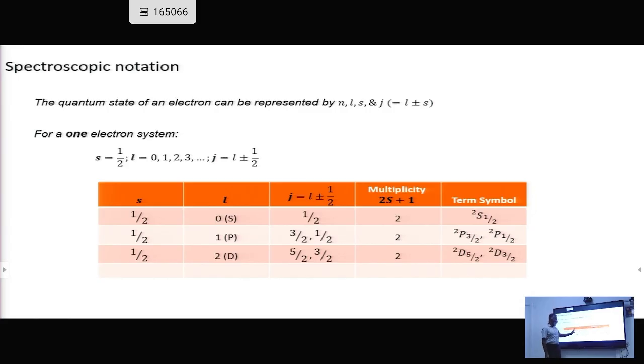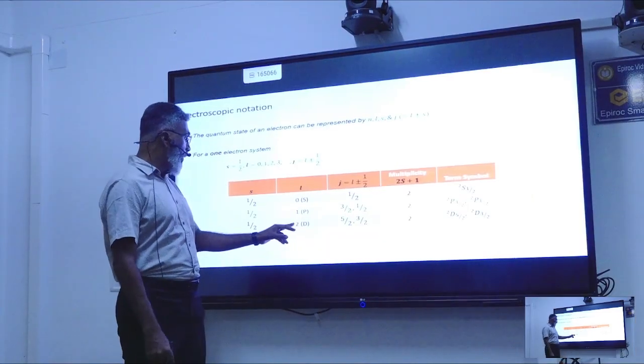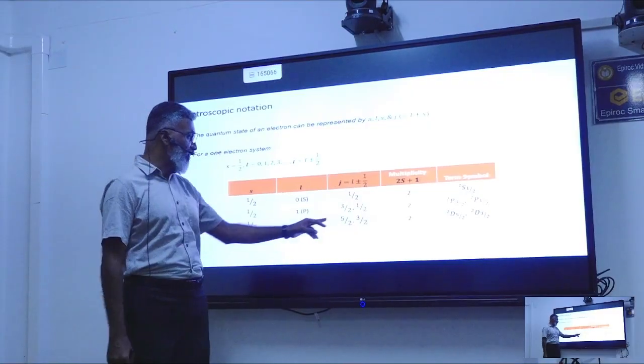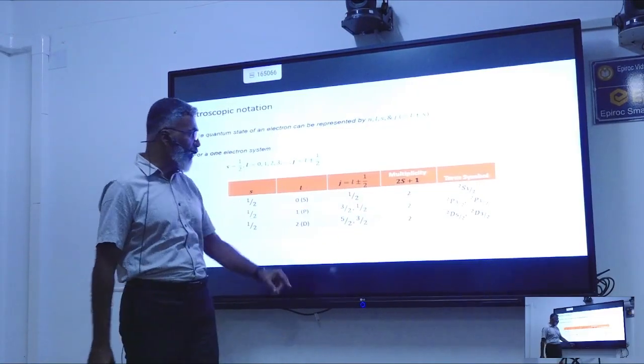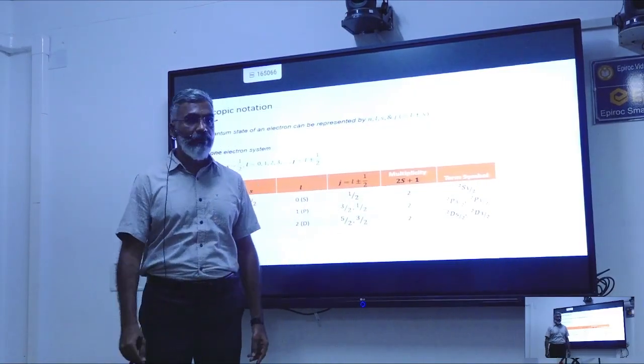So how do you find J? It's straightforward. You have L plus or minus half, and as I said, for L equal to 0, minus half is not allowed, so it is half. Here, for L equal to 1, 1 minus half is allowed, that is half, and 1 plus half is allowed, that is 3 by 2. For L equal to 2, 2 plus half is 5 by 2, and 2 minus half is 3 by 2. So these are the values possible.